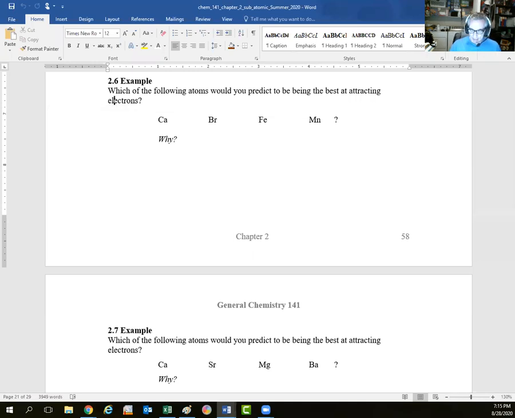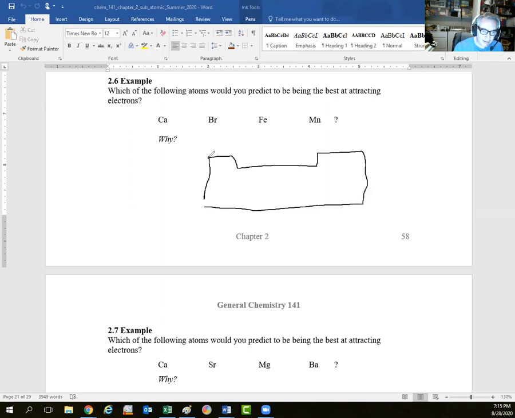So remember, when it came to attraction for electrons, we said that, so let me draw on a really badly drawn periodic table apparently. So like that kind of. What a terrible artist I was. I used to be good. I was good as a kid, but that was a long time ago.